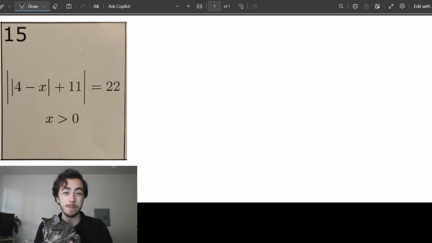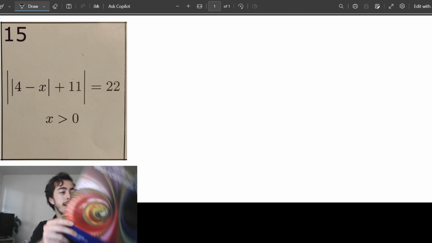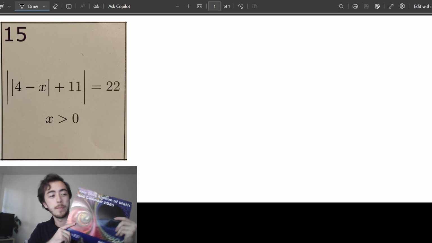I'm finally back home. Today is August 15th, and we're solving problem number 227 from the Daily Epsilon calendar.